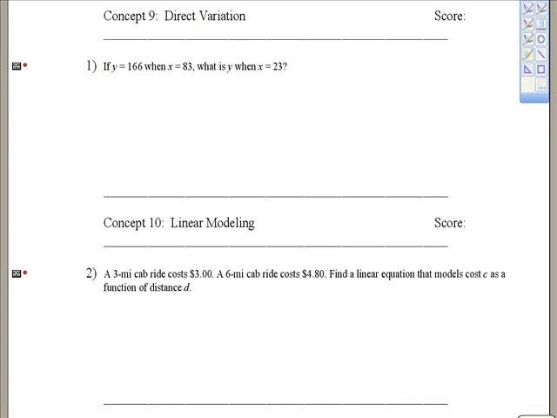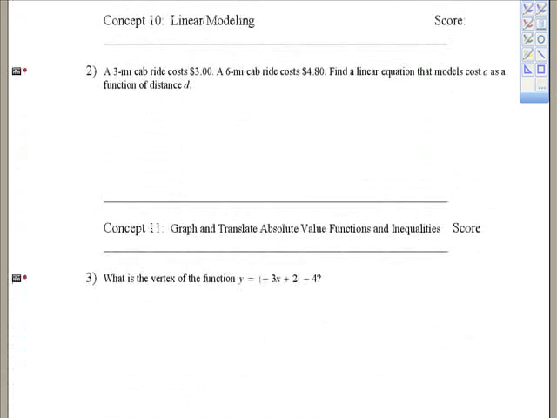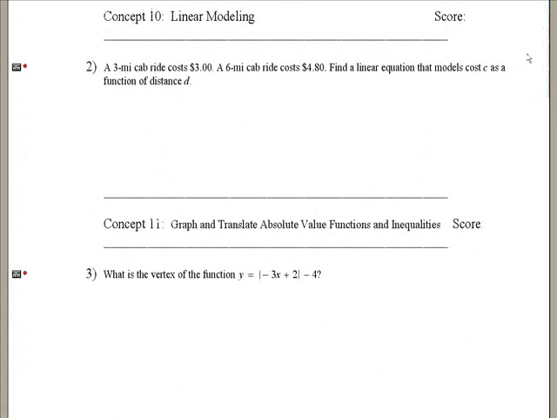Alright, number 2, concept 10, linear modeling. It says a 3-mile cab ride costs $3. A 6-mile cab ride costs $4.80. We need to find a linear equation that models the cost C as a function of the distance D.